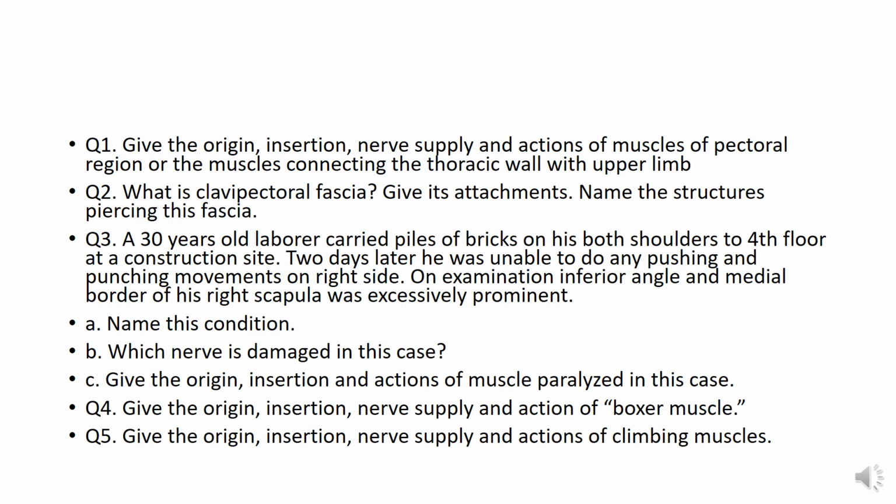So the serratus anterior muscle can be asked in various forms. Another question can be: give the origin, insertion, nerve supply and action of the boxer muscle. So this is also the serratus anterior muscle, which performs pushing and punching movements. Now the last question, give the origin, insertion, nerve supply and actions of climbing muscles.